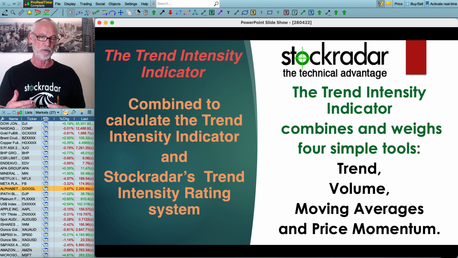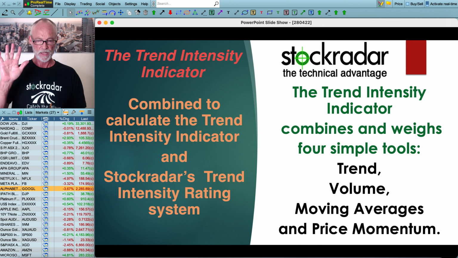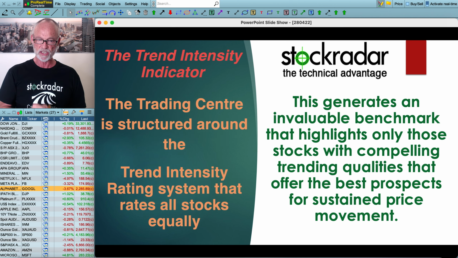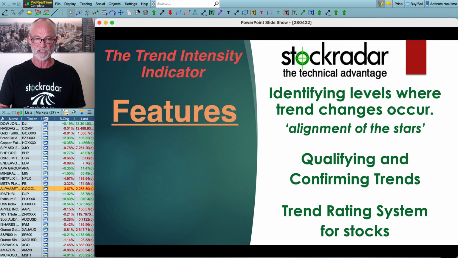Okay, so just to recap a little bit, the trend intensity indicator weighs those 4 simple tools we know: trend, moving averages, volume and momentum. We combine these indicators to give one value between 10 and minus 10, and that's how we rate every single stock exactly the same way. The trading centre is structured around the trend intensity rating system that rates all stocks equally. The TIR generates an invaluable benchmark that highlights only those stocks with compelling trending qualities that offer the best prospects for sustained price movement. Okay, my spiel is over now. That's what it is. That's what it does. Now let's have a look at the features, advantages and benefits of it.